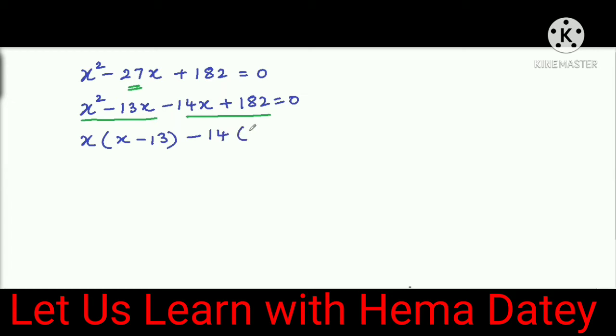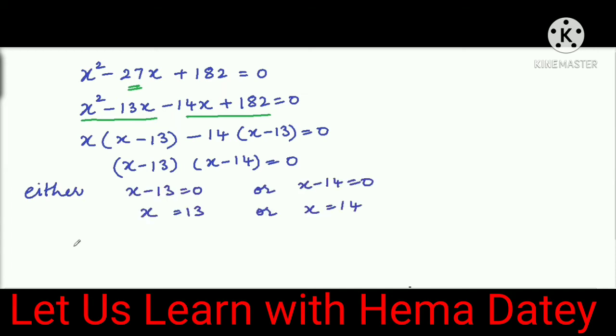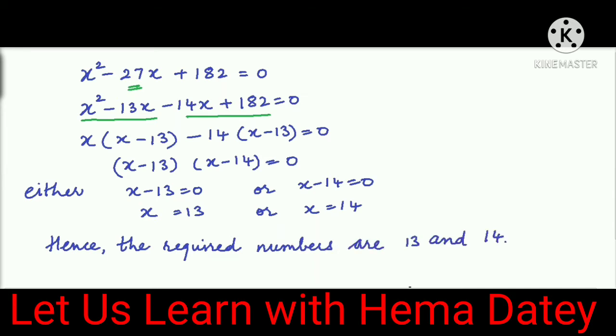From last two terms we take minus 14 common and we are left with x minus 13 inside the bracket is equal to 0. From these two terms we take x minus 13 common and we are left with x minus 14 in the other bracket is equal to 0. Either x minus 13 is equal to 0 or x minus 14 is equal to 0. After solving this, we will get x is equal to 13 or x is equal to 14. Hence, the required numbers are 13 and 14. You can check your answer by putting the values in the question.